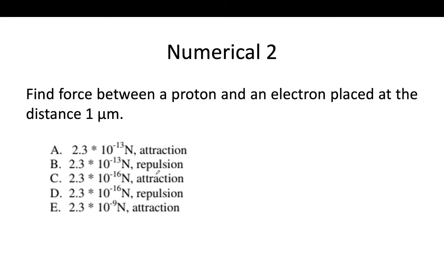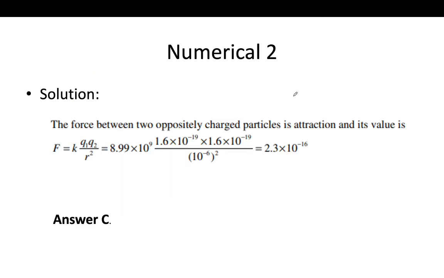Now come towards the multiple choice. For example, a question will be like, find the force between a proton and an electron placed at a distance. The distance is also given, and you will be given four choices. So these are the four answers, and now first of all you have to find the force between a proton and an electron. How will you find it? This is the solution.